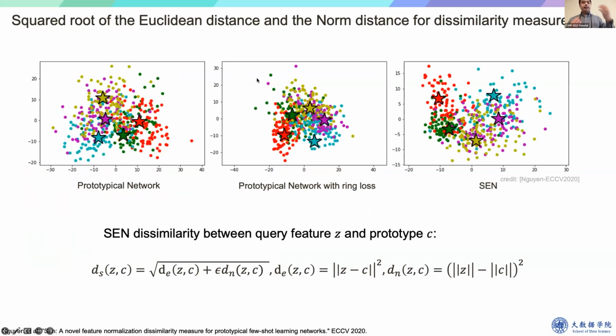SEN is a substitute for the Euclidean distance in ProtoNet, with an interpolation of both the Euclidean distance and the norm distance, to force the embedded points to be extracted to their prototypes and be repelled from all other prototypes, keeping the norm of all points the same.